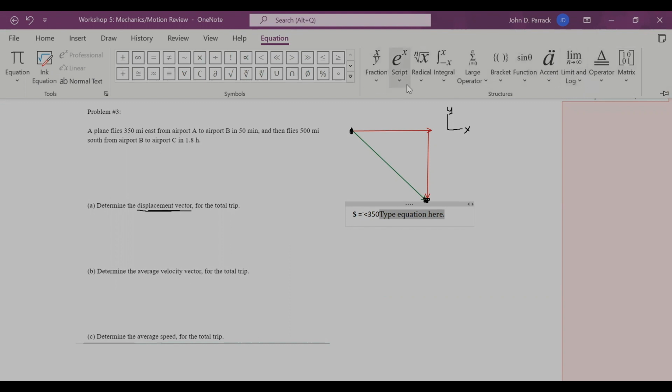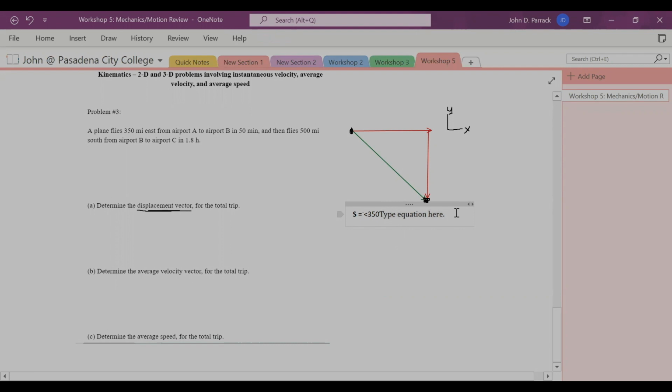Okay. I'm not seeing any vector script here. It'd be better if I draw it. I'll just write it out. 350 miles x hat. Or maybe you wanted to write i hat. That would be the same thing. That's fine. This is the unit vector in the x direction. The i hat would be the unit vector in the x direction as well. Same thing. Okay, so this is our displacement vector.